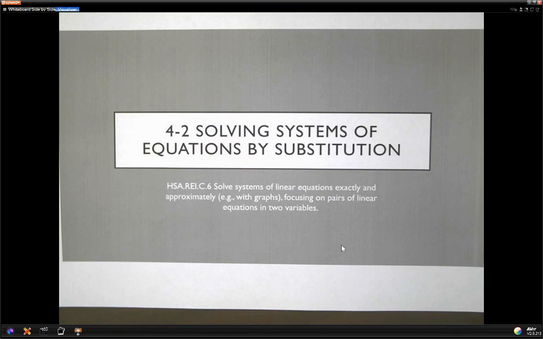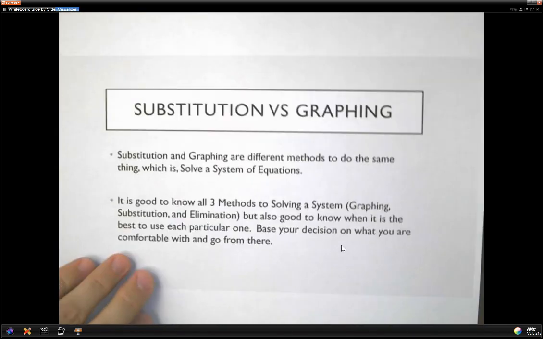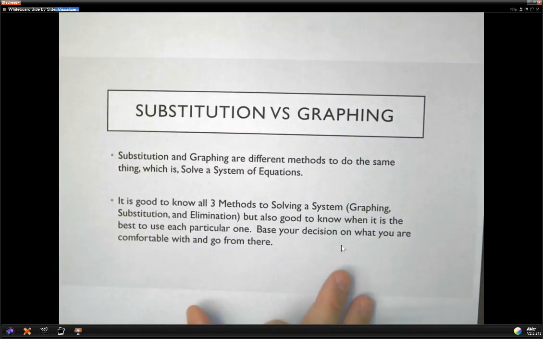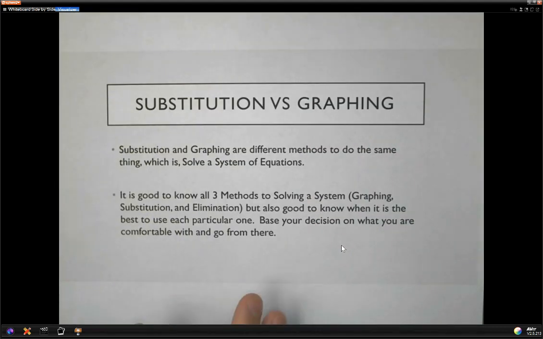Today we're going to be talking about solving systems of equations by substitution. Substitution and graphing are different methods to do the same thing, which is solve a system of equations. Now there are actually three methods that we use to solve systems.